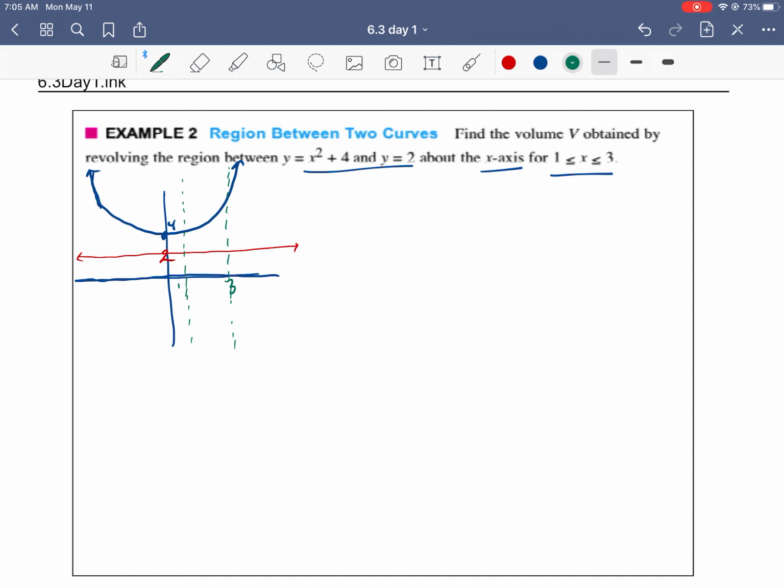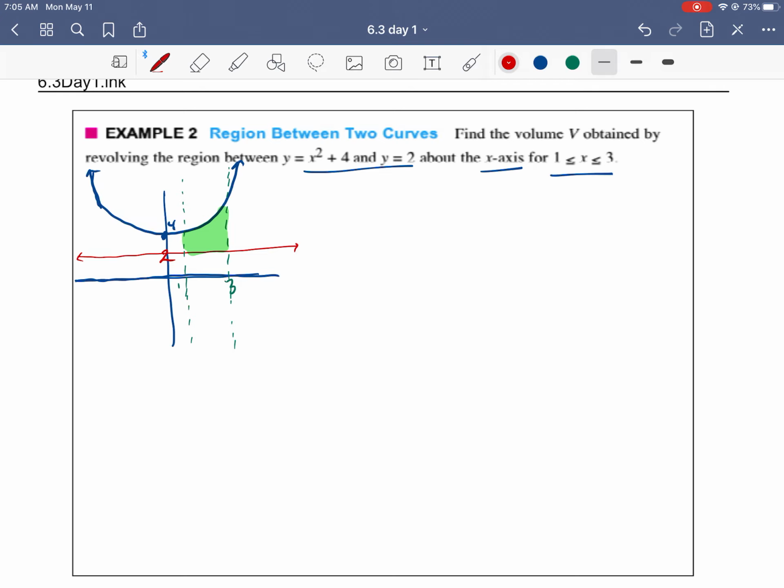So the region between x squared plus 4 and 2 from 1 to 3 would be right here. Right? It's key that you figure that space out. Okay. Once we have that space figured out, we reflect about that axis of rotation, which in this case is the x-axis. So we create symmetry below the x-axis.